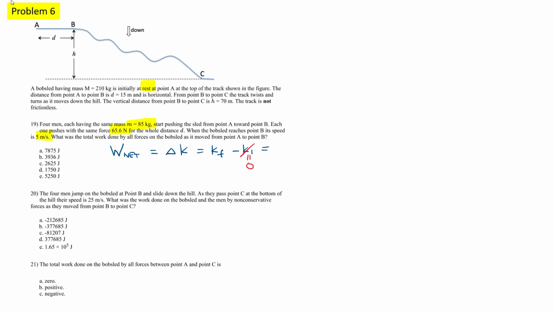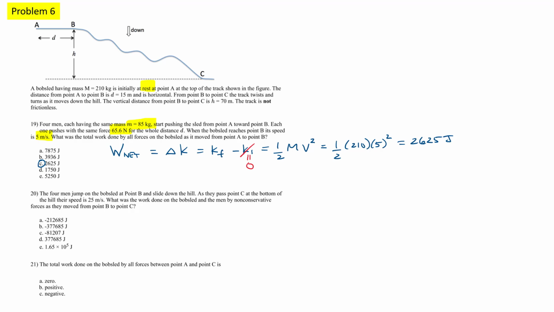So all we need now is that final kinetic energy, which is 1/2 big M, the mass of the sled, times V squared. 1/2 multiplied by 210, and that speed at the end was 5 meters per second. And don't forget to square that. I put those numbers in the calculator and I get 2,625 joules of work done by that force. So that is choice C right here, the best one.